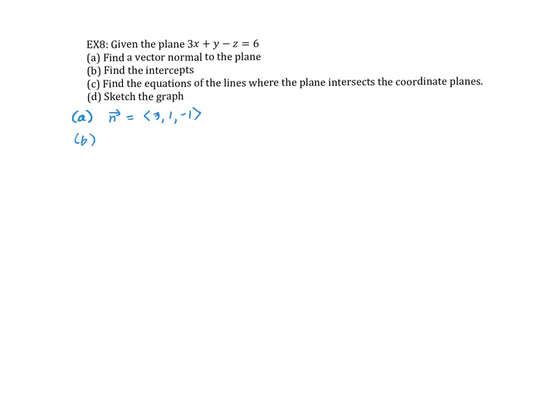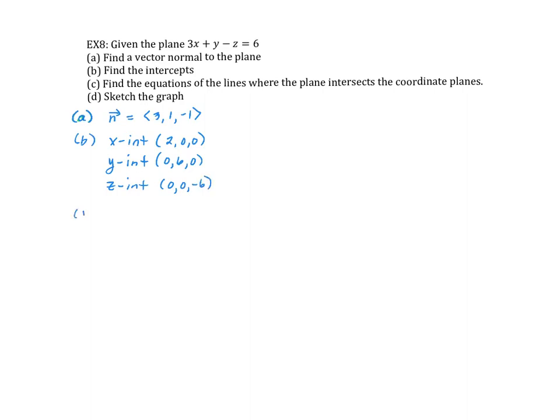B. Find the intercepts. Well, we know that all we have to do to find the intercepts is to set the other values equal to 0. So the x-intercept would be 3x equal to 6, so x is equal to 2. The y-intercept, if we set x and z equal to 0, we have y is equal to 6, so that would be the point 0, 6, 0. And then the z-intercept would be setting x and y equal to 0, we get negative z is equal to 6. So z is equal to negative 6. That would be the point 0, 0, negative 6. So we found the intercepts.